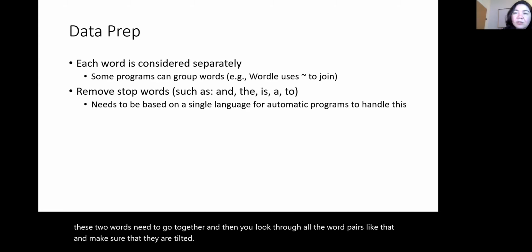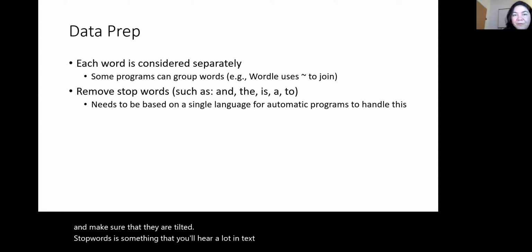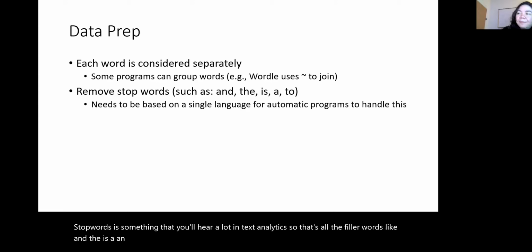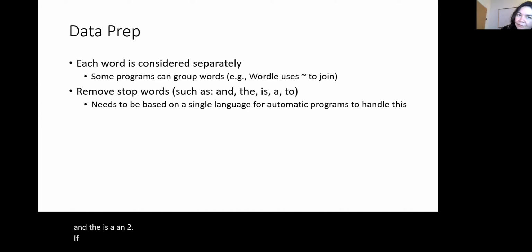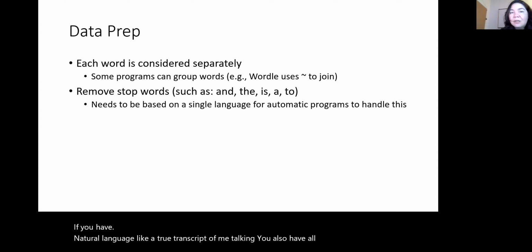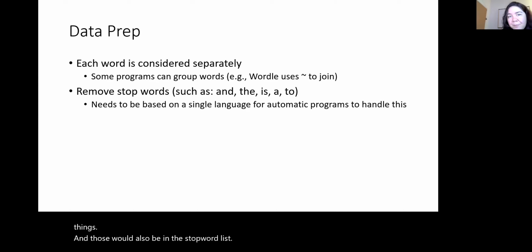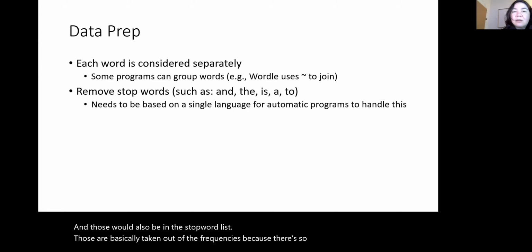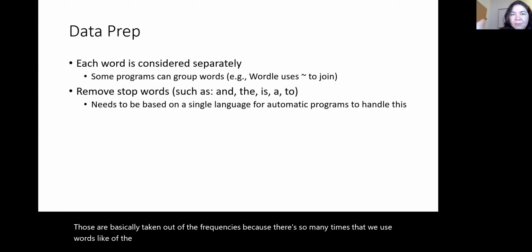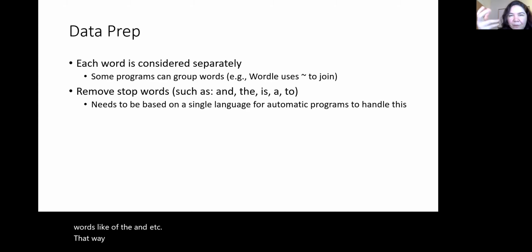Stop words is something that you'll hear a lot in text analytics. So that's all the filler words like and, the, is, a, and, to. If you have natural language, like a true transcript of me talking, you'd also have all the ums, uhs, all those things. And those would also be in the stop word list. Those are basically taken out of the frequencies because there's so many times that we use words like of, the, and, etc. That way you're only catching the meaningful words.